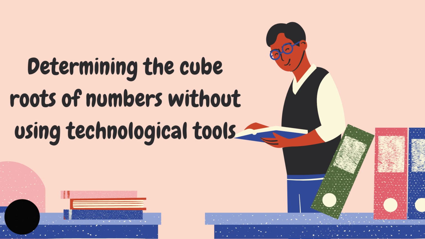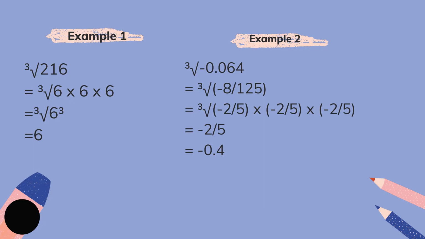Now let's learn how to determine the cube roots of numbers using logical tools. So let's look at example 1. Cube root of 216. 216 equals 6 multiplied by 6 multiplied by 6. So the cube root of 216 is 6.